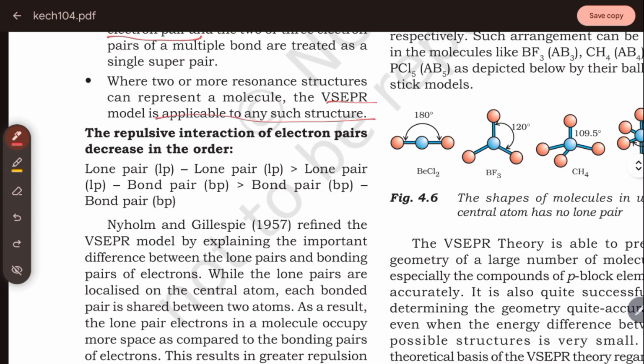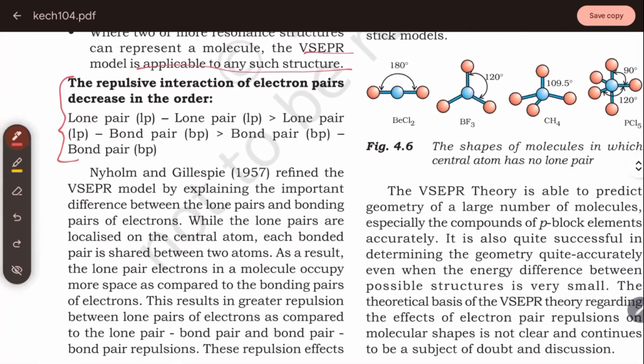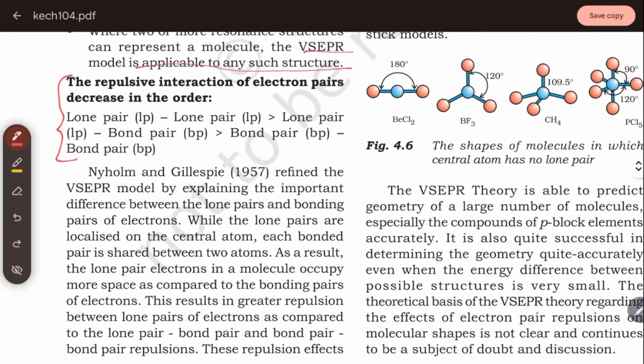When they repel each other, the structure gets oriented to the geometry where the repulsive interaction is minimum and the stability is maximum. As per VSEPR, the repulsive interaction between lone pairs is maximum. So lone pair-lone pair repulsion is greater than lone pair-bond pair repulsion, which is greater than bond pair-bond pair repulsion.